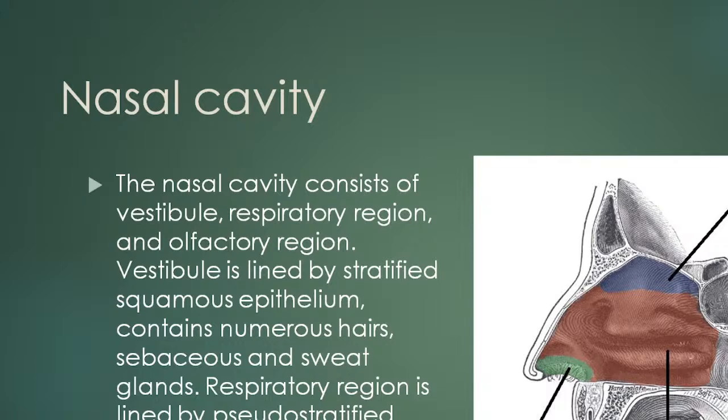The next part is the respiratory region. The respiratory region is lined by pseudostratified columnar ciliated epithelium, like all the respiratory tract. And it contains goblet cells, mucus cells which produce mucus.